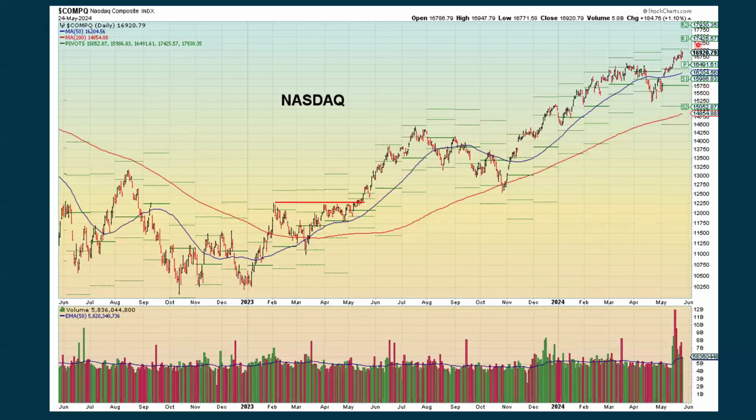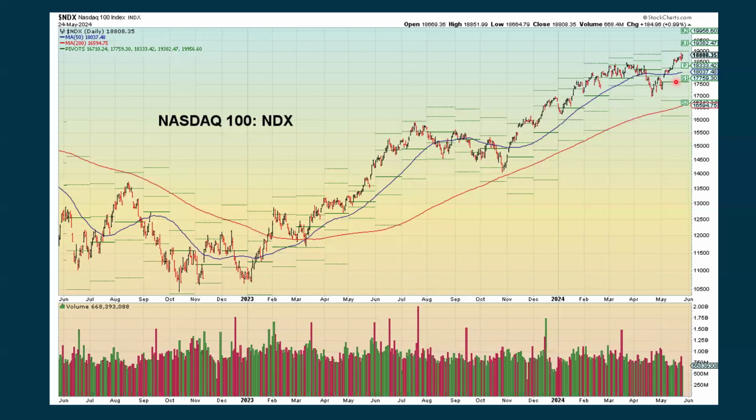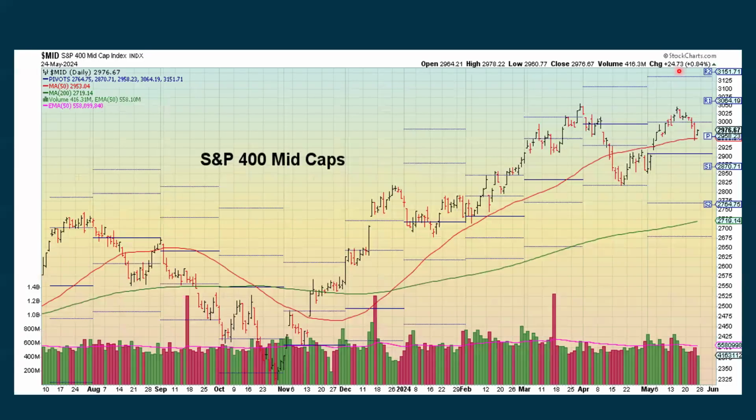The NASDAQ also set an all-time high after Friday, but not an intraday high. This is still looking pretty good here. And the same thing with the NASDAQ 100. A new all-time high, but still has not surpassed Thursday's high.